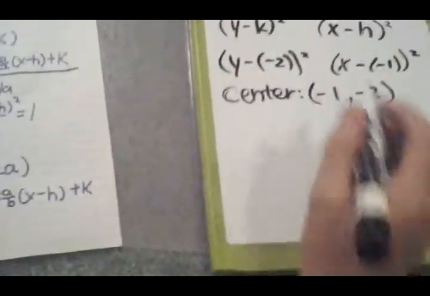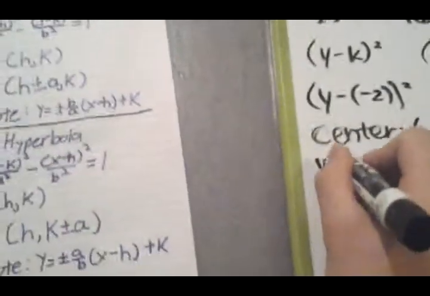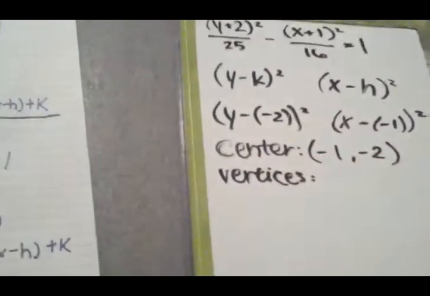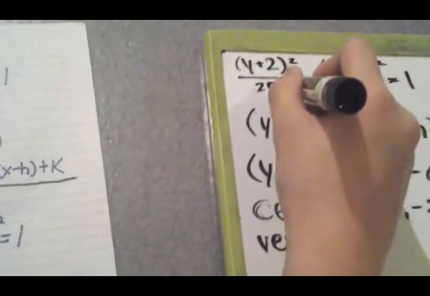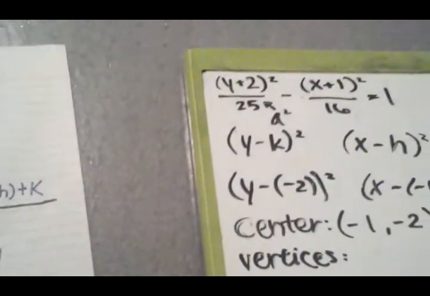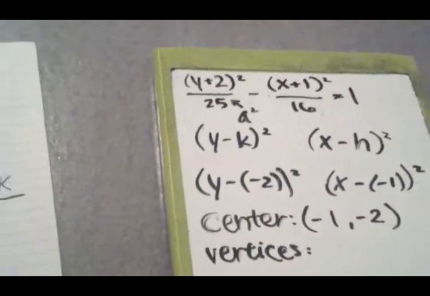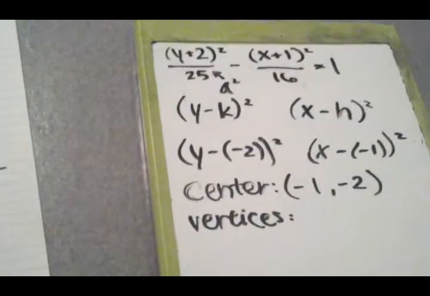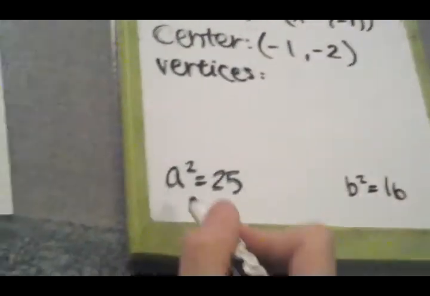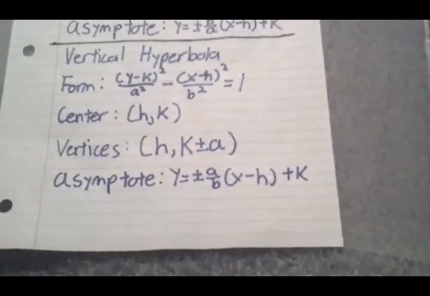Okay, so we can go back to this, and the vertices are (h, k plus or minus a). Now I have to solve for a. a squared is the denominator that's always under the positive term, which is the y in this case. And b squared is the denominator for the negative term, which is x. So b squared is 16. Now we can solve for a, which is 5, and b equals 4.